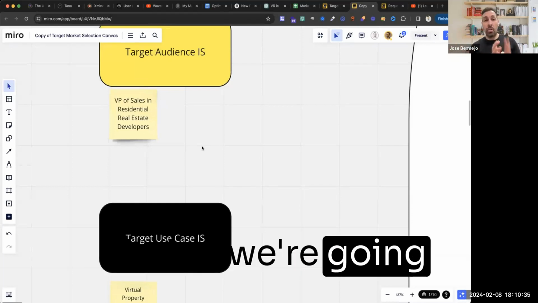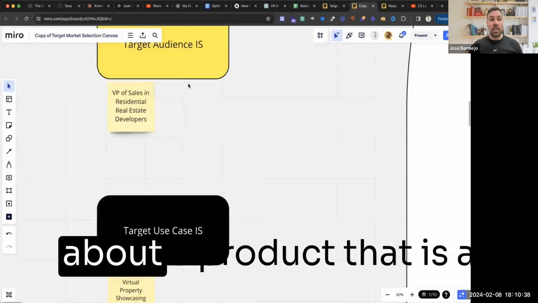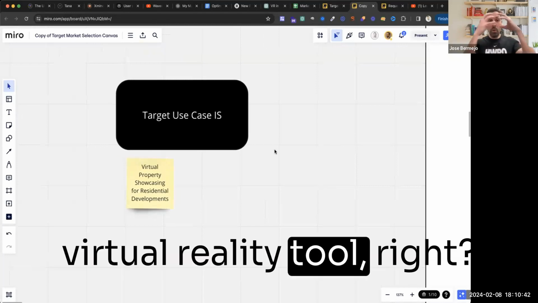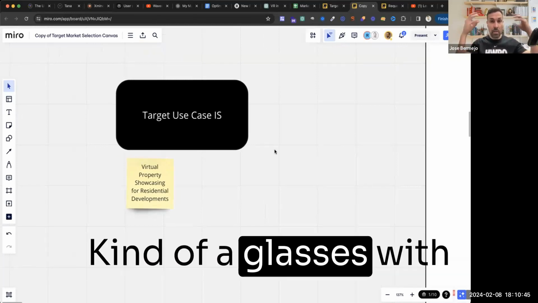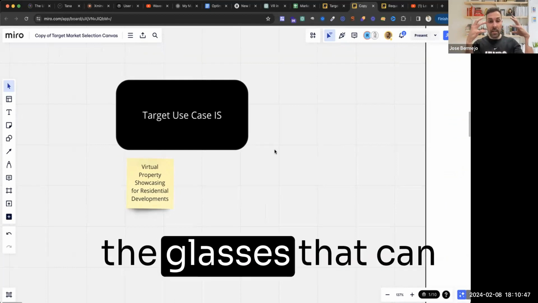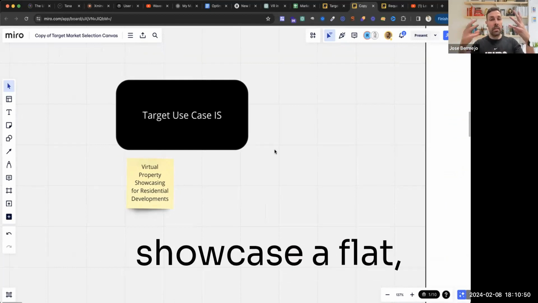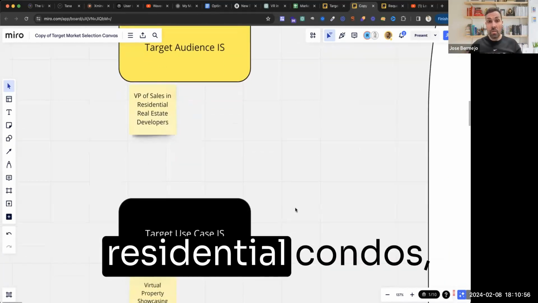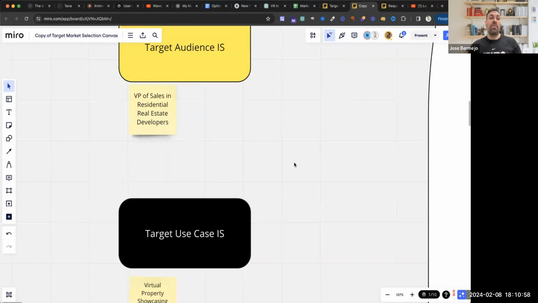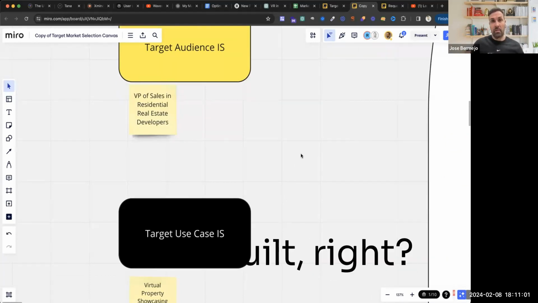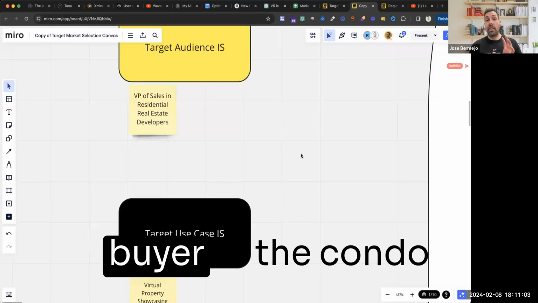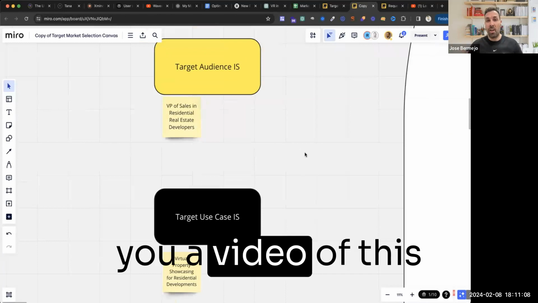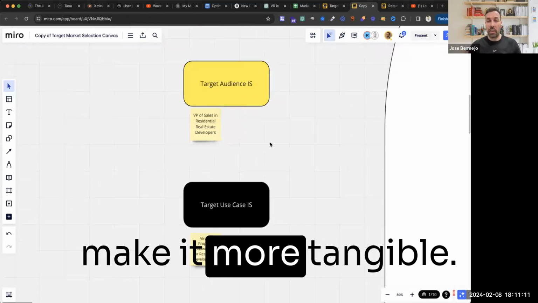Today, we're going together to discuss a product that is a virtual reality tool, right? Kind of glasses with a software inside the glasses that can showcase flat condos, residential condos before they have been built, right? So a potential buyer of the condo can experience the walkthrough. I will share with you a video of this technology so you can make it more tangible.